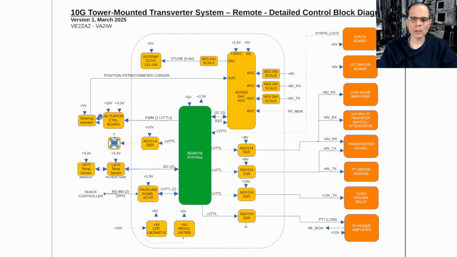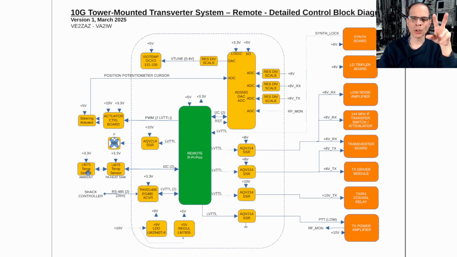I'll have control to the steering actuator through an actuator control board. This is off the shelf, bought on AliExpress, with 2 PWM, pulse width modulation, lines. I will be able to control the power sent to the actuator to steer the dish. Low speed, high speed, depending on the duty cycle of the pulse width modulator sent to this controller board. And the board needs plus 10 volts, the main bus, and 3.3 volts for the control side facing the remote Raspberry Pi Pico.